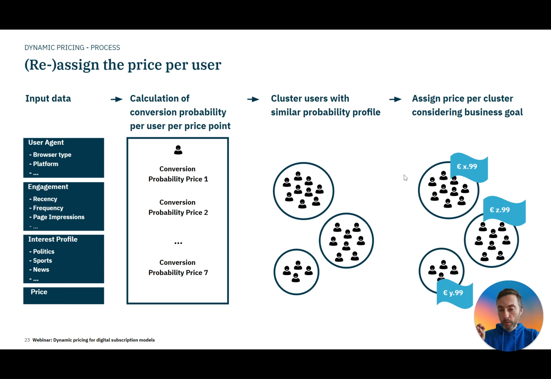For this case, we took all the data that drove conversion rates, like the browser type, the platform, the engagement, the interest profile, and the price, and calculated conversion probabilities for different prices. We clustered user types with similar probabilities and then assigned dynamically the right pricing towards them to, in the end, achieve the right goal, which is the eventual conversion.